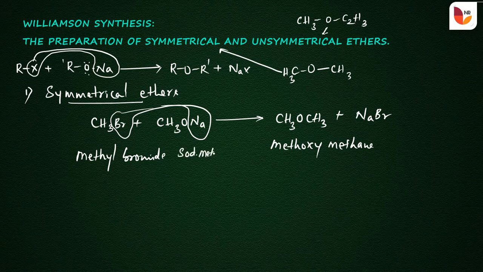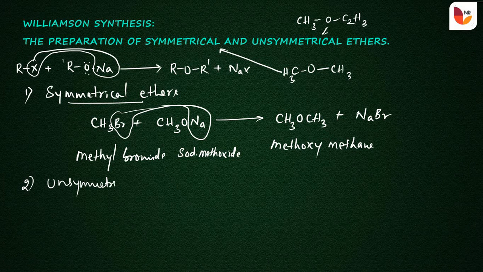When methyl bromide reacts with sodium methoxide, it produces methoxymethane. So this reaction is an example of a symmetrical ether, because the two alkyl groups attached through the oxygen atom are similar groups. Hence it is to be called a symmetrical ether. And let us see how to prepare the unsymmetrical ethers.